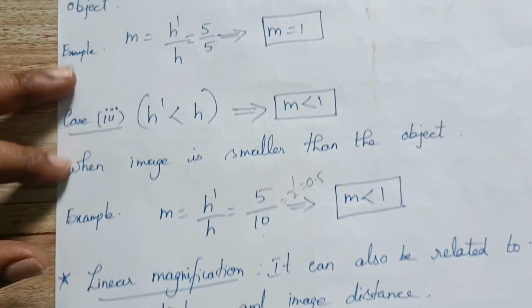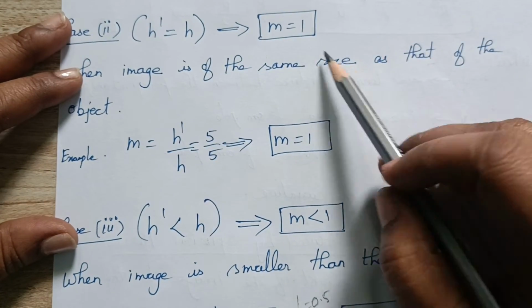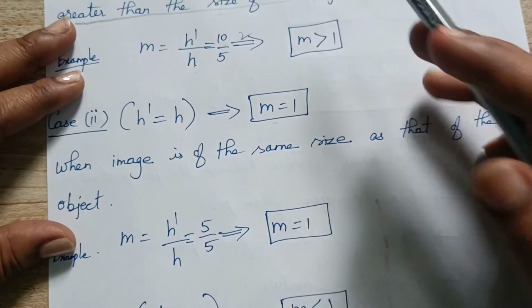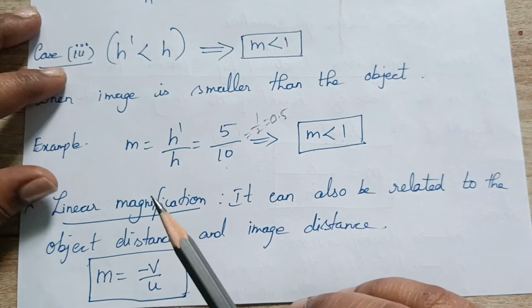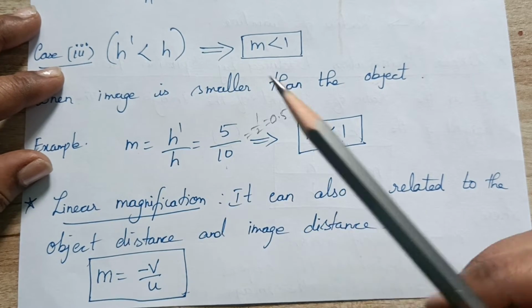So these are the 3 cases. Now they will be asking when m equals 1, when is m greater than 1, when will m be less than 1. So you have to compare the height of the image with the height of the object.